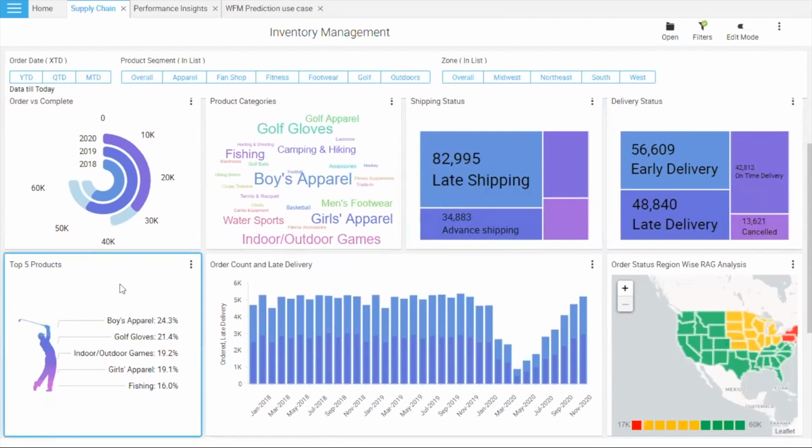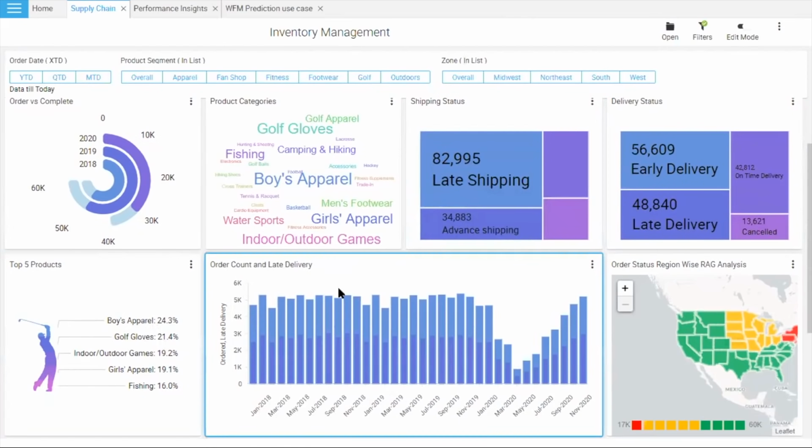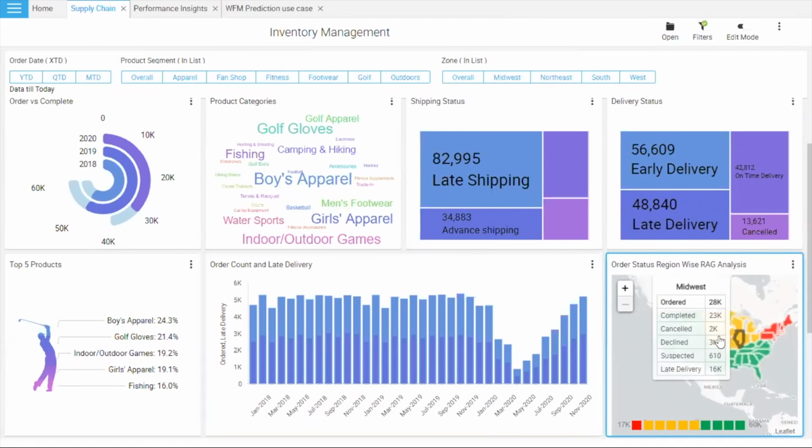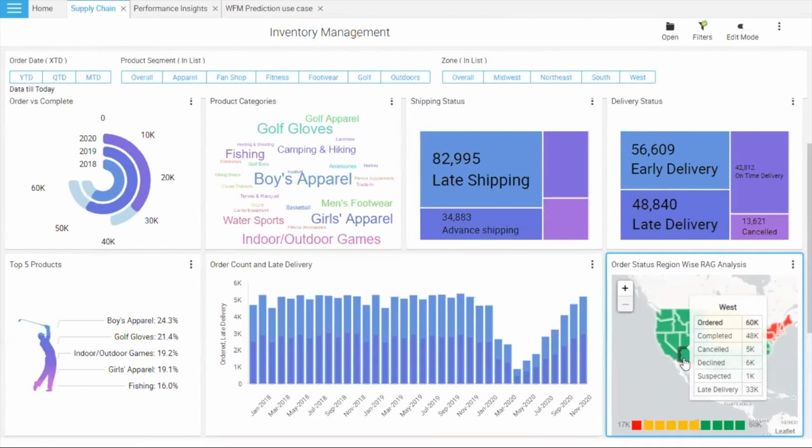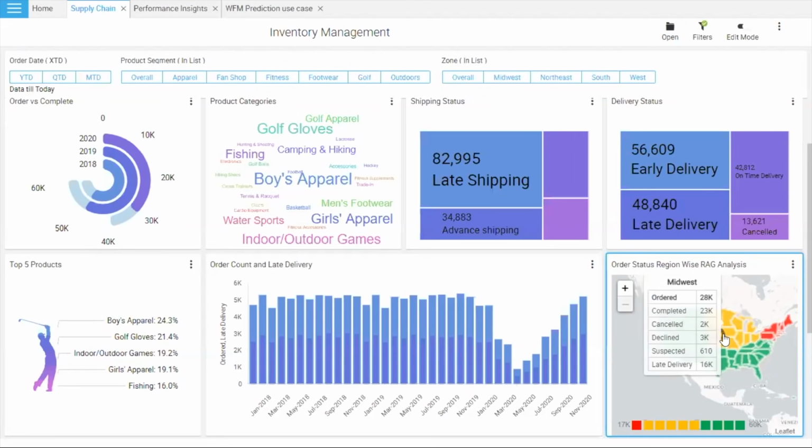Here we're talking about the top 5 products and what is the contribution we have of those top 5 products. And then we have the order count and late delivery, which is a stacked bar graph, which has 2 measures in it. One is what is the total order, and out of the total order, what is the late delivery we had. And then we have a RAG analysis. Now, this is a map for the US market, where you see regions divided into West, South, Midwest, and Northeast, where you're able to understand the number of orders that each of those regions have given. So West has 60,000 orders versus Northeast, which has 17,000 orders, and Midwest, which has 28,000 orders.